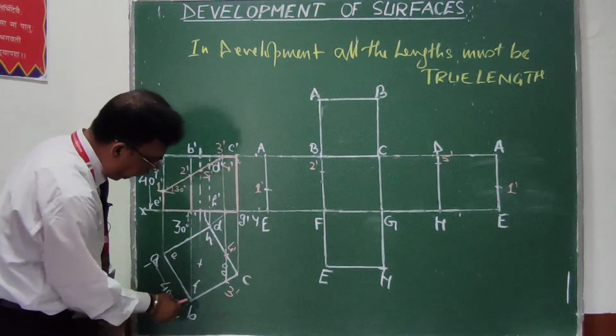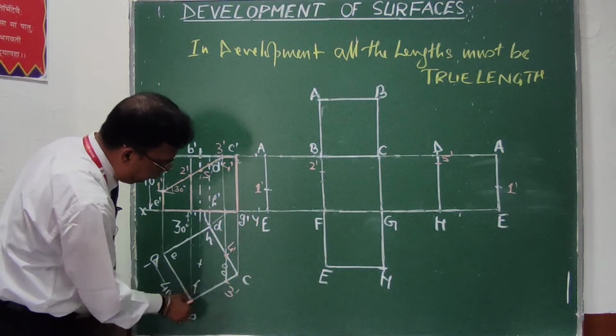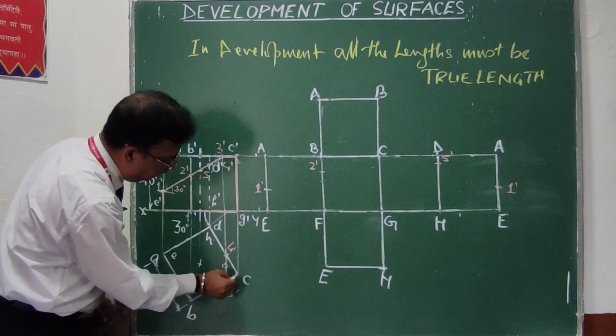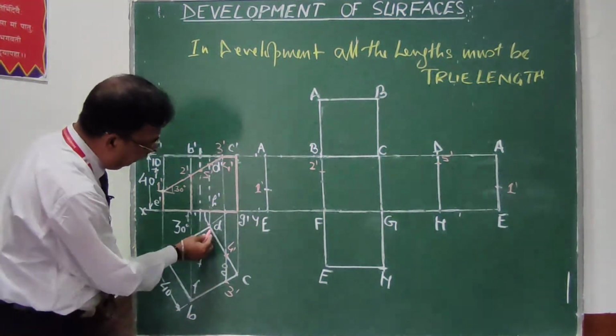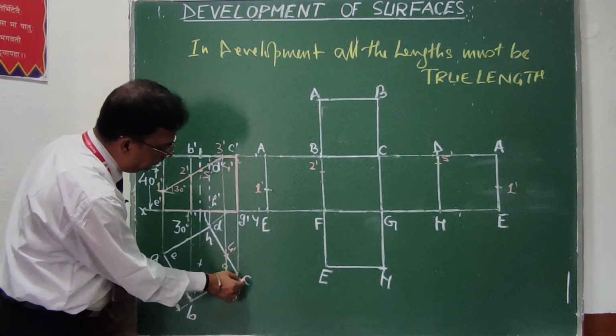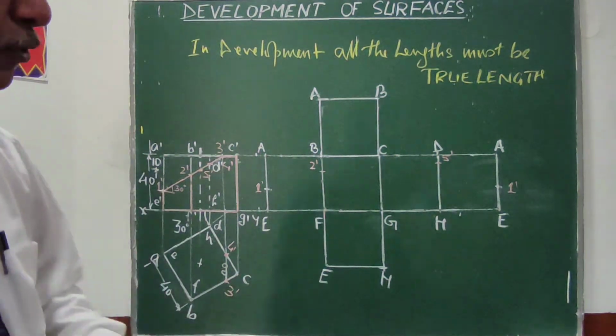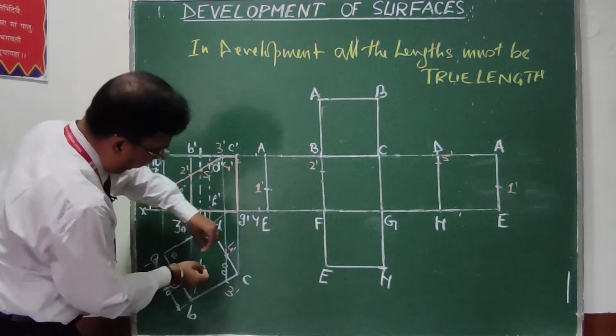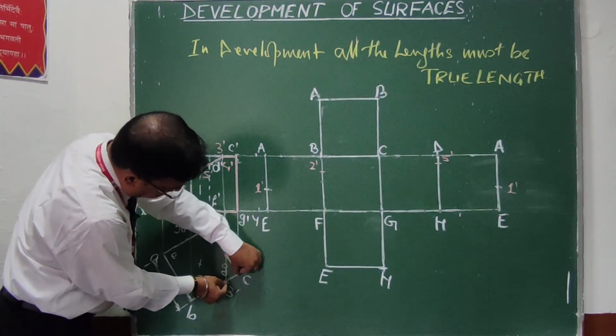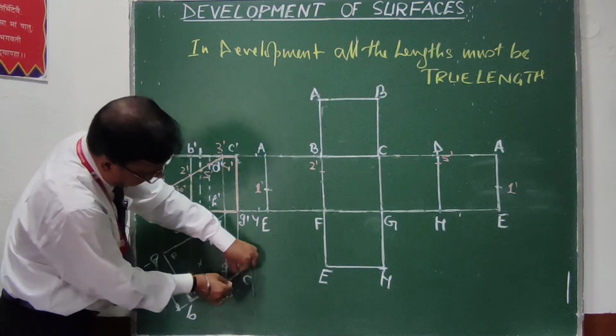Now if you look in the top view, this BC will be true length, so the distance from C to 3 dash will be true length. Same way, as CD is true length, the distance from C to 4 dash will be true length. So I am going to pick these 2 distances from the top view, not from the front view. That is the main important concept in this problem.